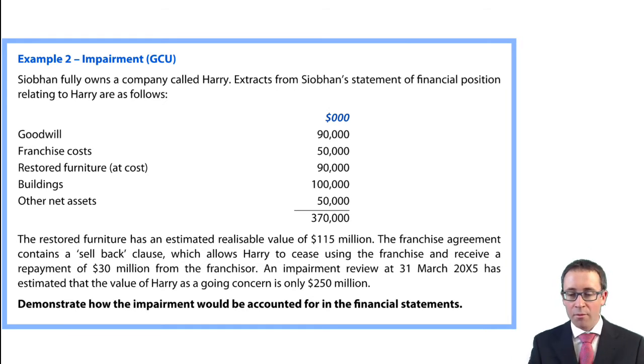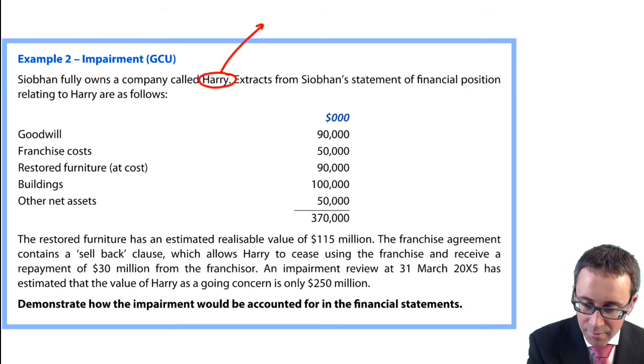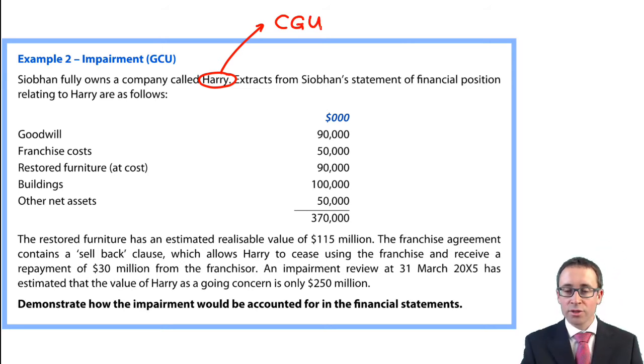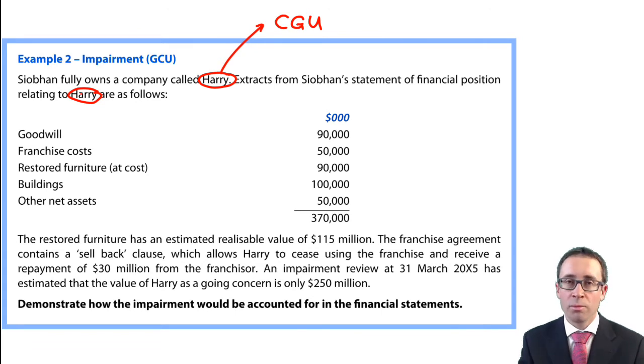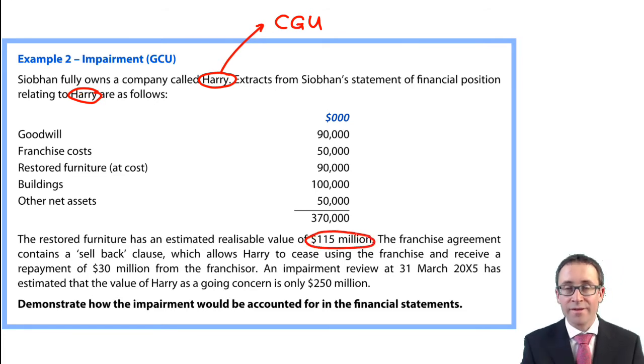It says, demonstrate how the impairment will be accounted for in the financial statements. Siobhan fully owns a company called Harry. I'm assuming Harry is the business, which is our cash generating unit. Extracts from Siobhan's statements of financial position relating to Harry, so relating to our CGU, the smallest group of identifiable assets that generate the cash flows. We have goodwill, franchise costs, restored furniture, buildings and other net assets. Key bit: it tells us that the restored furniture has an estimated realizable value of $150 million.